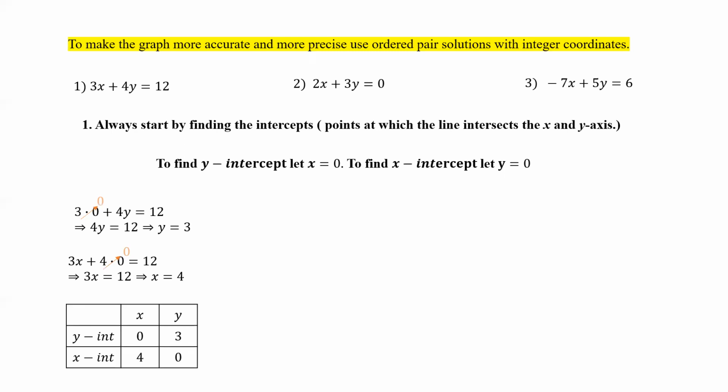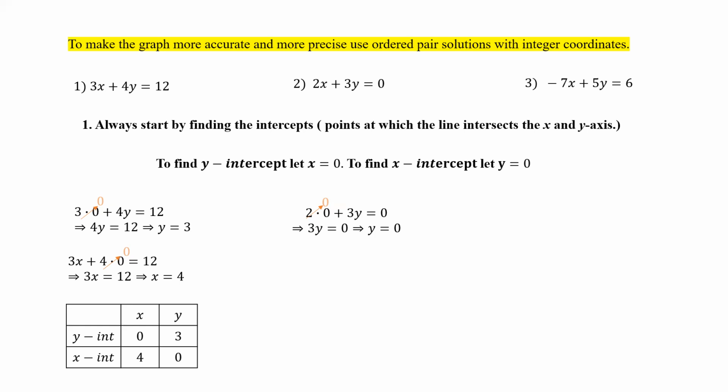2x plus 3y equals 0. So again, I'm going to start by finding my y-intercept. I will let x be equal to 0. 2 times 0 is equal to 0, plus 3y is equal to 0. So I end up with 3y is equal to 0. Divide both sides by 3, and I will have y equal to 0. I hope you recognize that my y-intercept, in this case, has special coordinates, 0, 0, which means that it is actually my x-intercept as well.